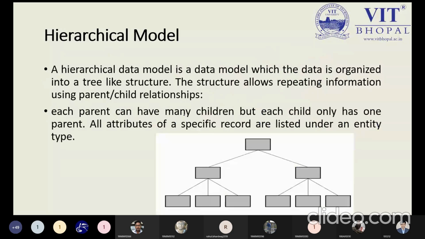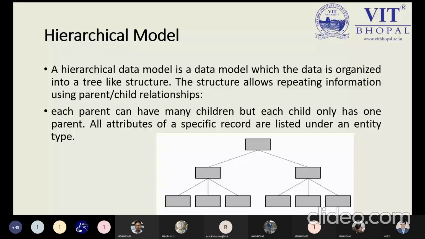So this model shows all the detail in the hierarchical form, just like a tree pattern. You have studied the tree in data structures and algorithms. So if you want to show your information in a hierarchical way, you have the hierarchical model. A hierarchical model is simply a model in which data is organized in a tree-like structure, as I spoke.